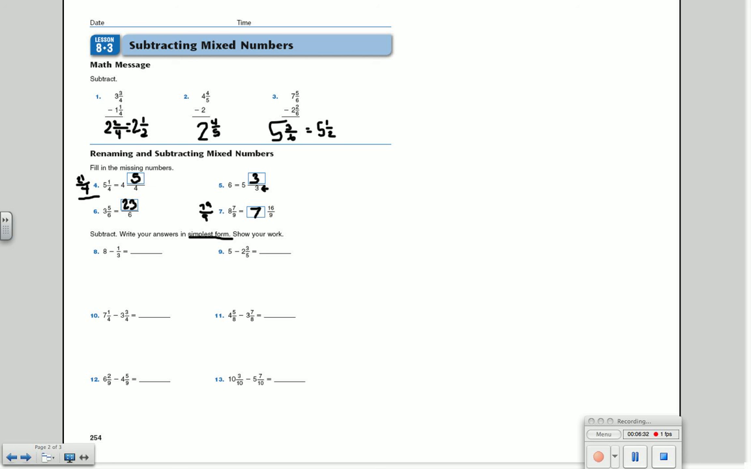So 8 minus 1/3. First thing I know I'm going to do is definitely drop my 8 down to a 7, and then because I'm subtracting thirds, I'm going to change that into 7 3/3, and then I'm just going to subtract 1/3.